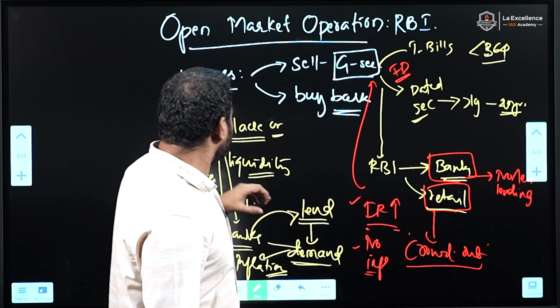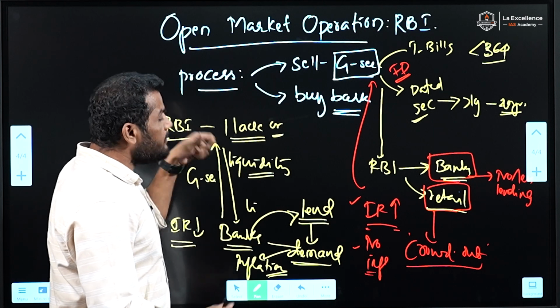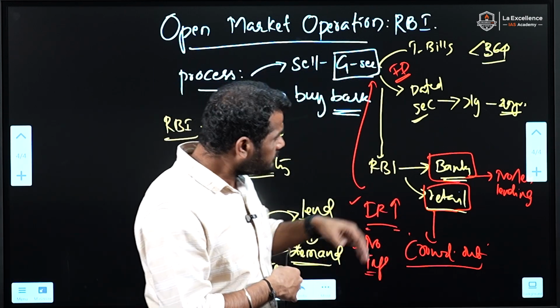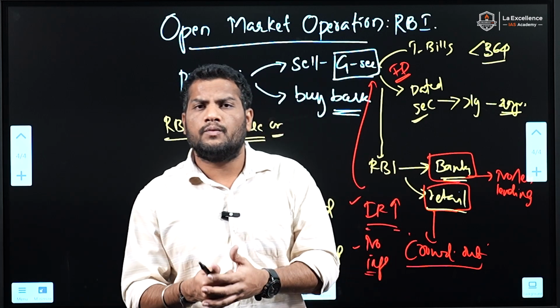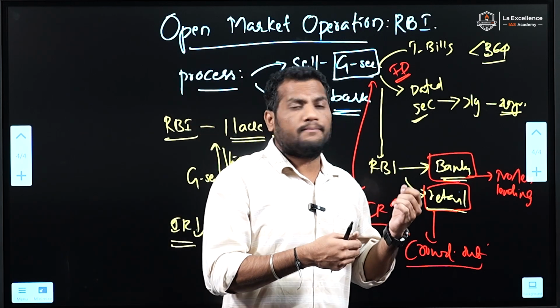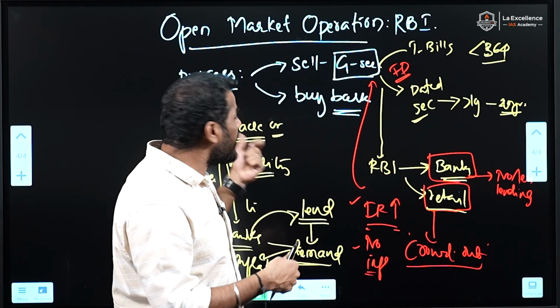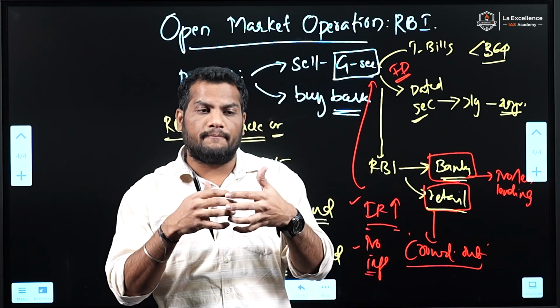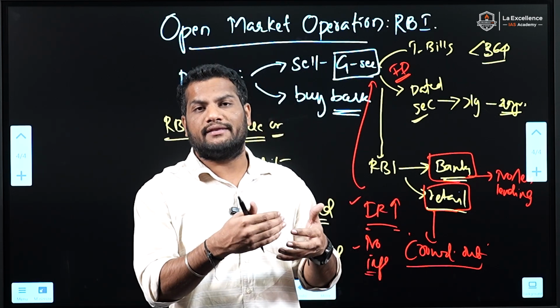So these conditions happen whenever the RBI buys back G securities in the Indian market. Now RBI is trying to inject 1 lakh crore rupees into the Indian market, trying to increase the possibility of growth in the Indian economy.